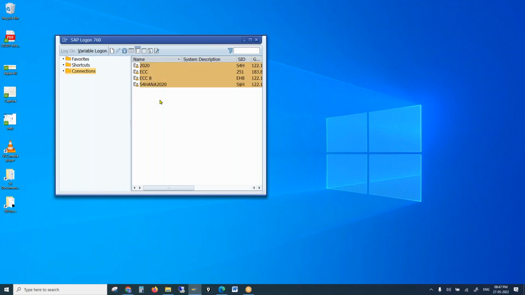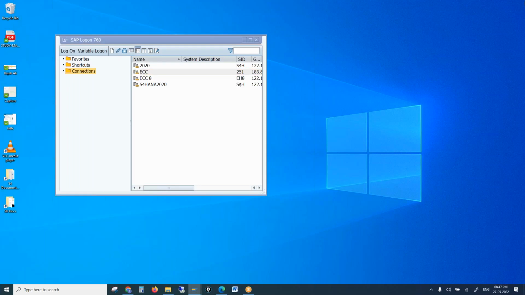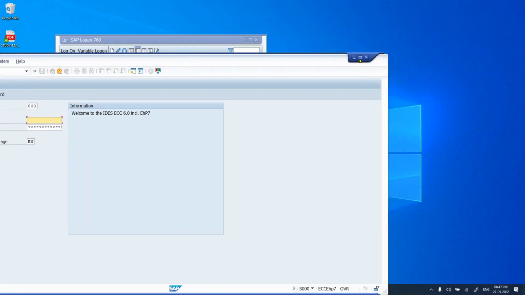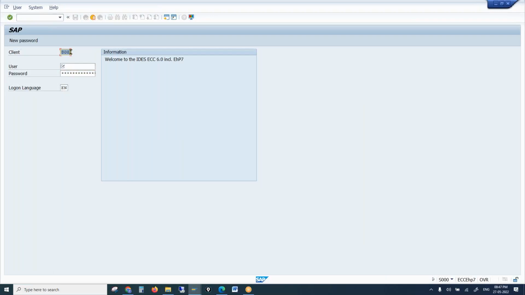So we'll have various instances. Whatever the server provider provides you, or in real time, whatever you have access to, you can just double click on it and it opens the SAP window. It asks for the client. Your client number will be different in the project, as we already discussed earlier. You can give the ID and password.